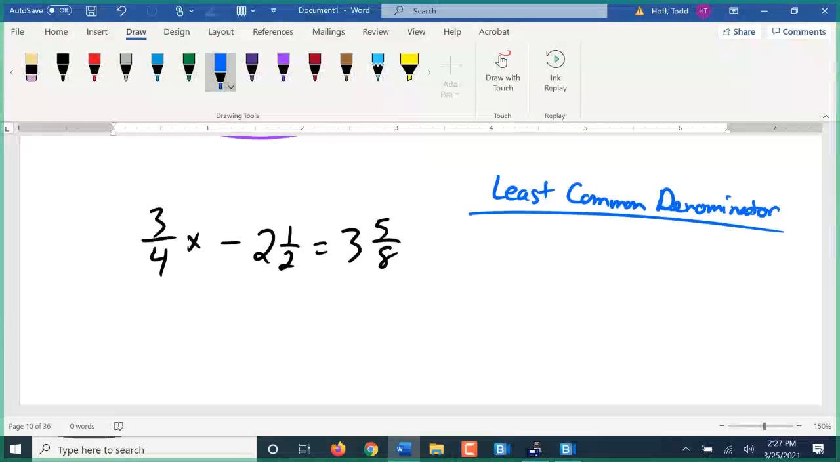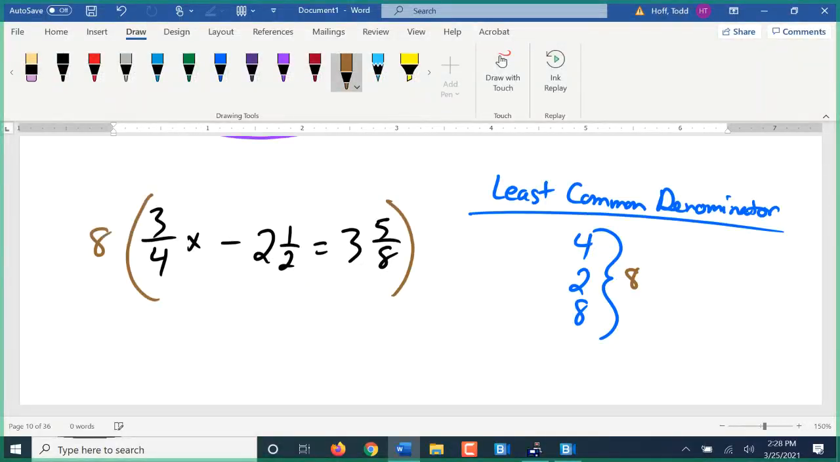So we have denominators of 4, 2, and 8. The smallest number that all of those will go into is actually the 8. 4 goes into 8 and 2 goes into 8. So 8 is our least common denominator. Once we have that least common denominator, we can multiply the whole equation by that least common denominator.